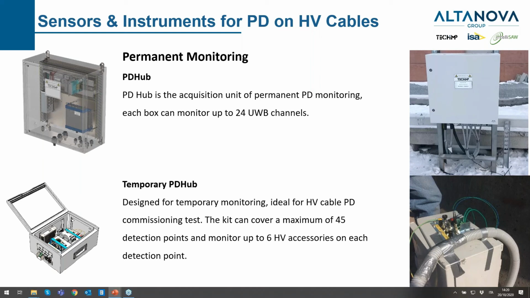We also have a temporary PD hub that is designed for spot testing and temporary monitoring. It is ideal for PD commissioning of long cables during the offline test. Our kit can cover a maximum of 45 detection points, and we can monitor 6 accessories with each PD hub. So once we have the temporary PD hubs in place and connected via fiber optic, we can perform a huge test in a few hours without losing sensitivity, and actually having a very good set of data in a very short time.